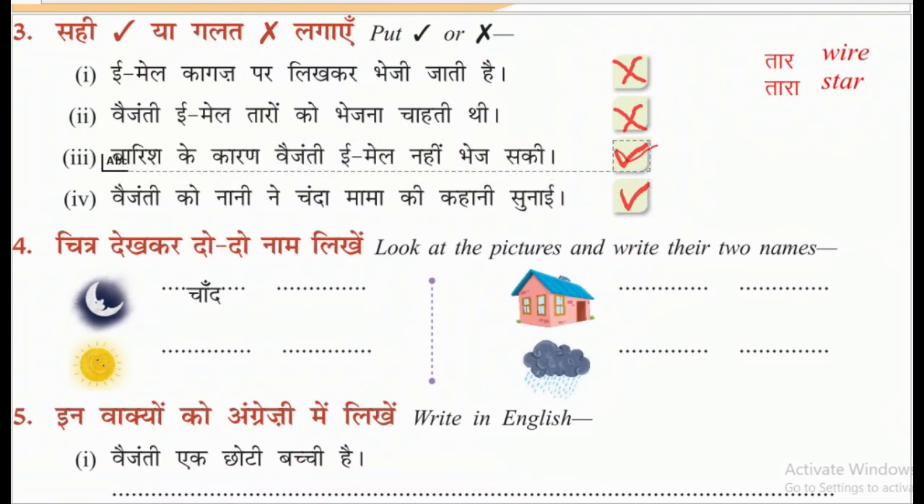Third statement: due to rain, Vaijanti cannot send the email. Yes, that is true. Next statement: Grandma told Vaijanti the moon's story. Yes. Now look at the picture and write the names.